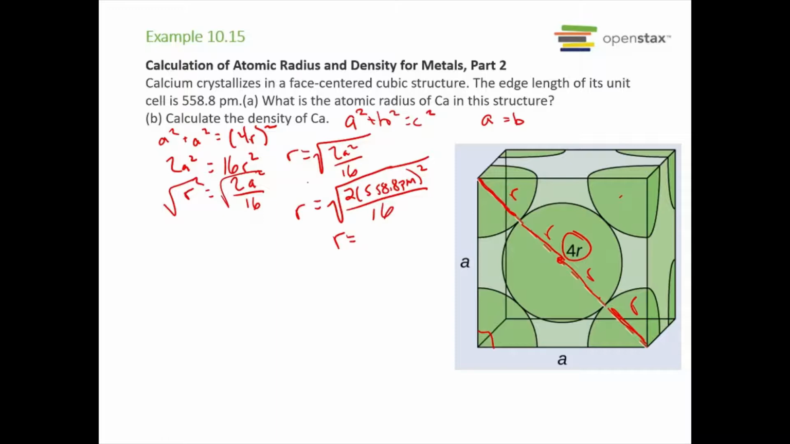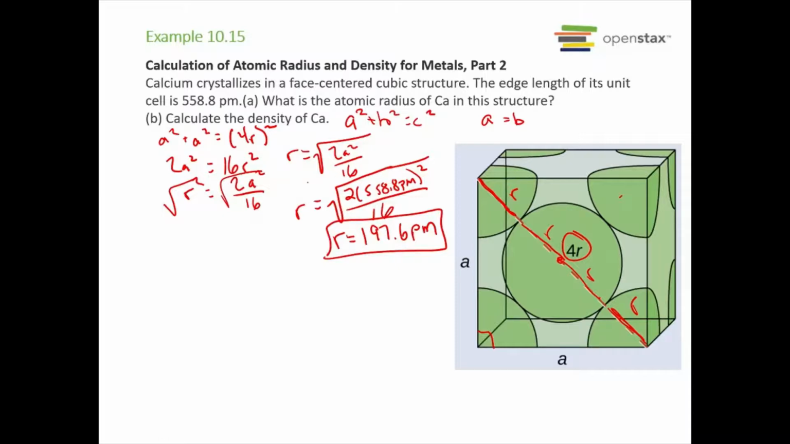We have 558.8 squared times 2 divided by 16. And we take our square root, and we get 197.6 picometers. So we've got now our atomic radius of calcium in the unit cell.